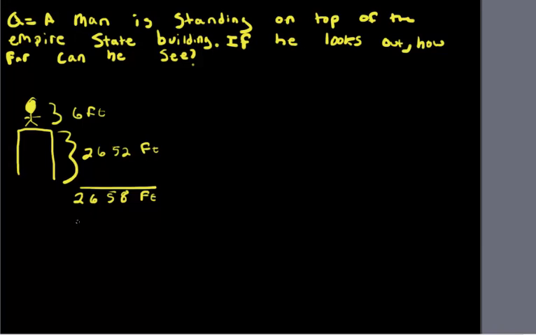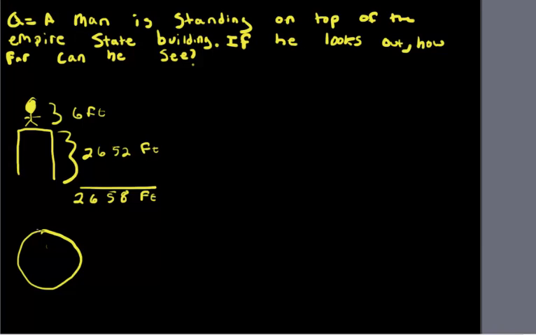Okay, I see that we have this addition of the man's height and the Empire State Building. I'm okay with that so far. But how are we going to answer this question of, if he looks out, how far can he see? So what we're going to do is draw the Earth. And I know it's a very poor drawing, but, you know, it is what it is.